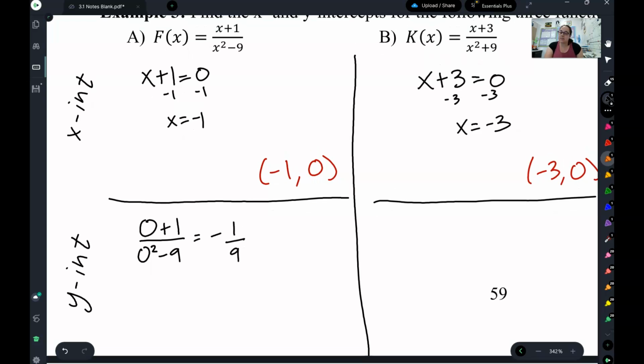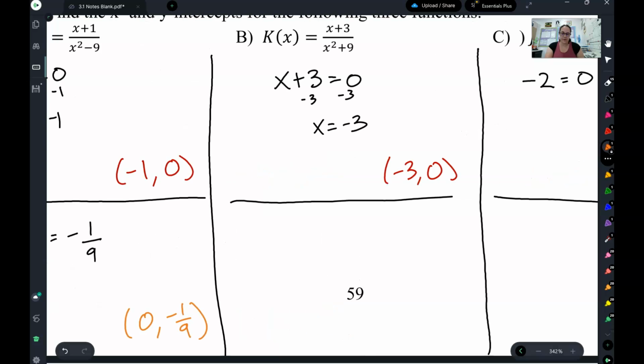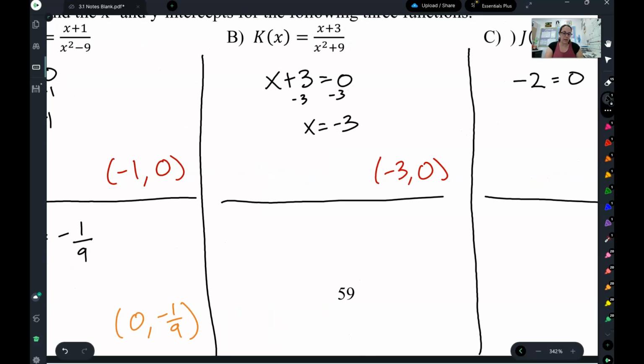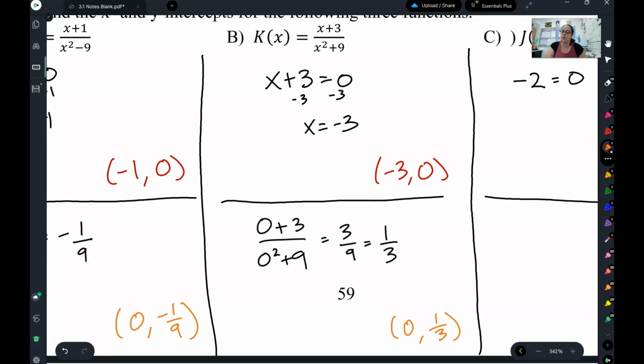Now, same as x-intercepts, y-intercepts are also always graphed as a point, which means we always need to write them as a point. And y-intercepts are always written as 0, comma, the number. That's how we write them out. So there's the number I got, and that's how I write it. So let's try B. Plug 0 in. 0 plus 3 over 0 squared plus 9 simplifies to 3/9 or 1/3. Write that as our y-intercepts, 0, comma, 1/3.